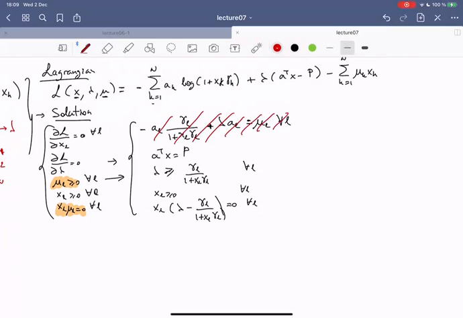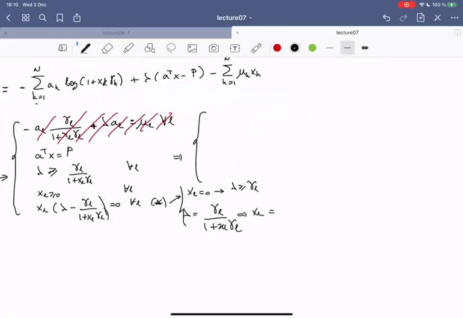Good. We're almost there. So now what we find is that this last expression has two cases, right? Either XL is equal to 0 or lambda is equal to gamma L over 1 plus XL gamma L. One of these two has to be true. If XL is equal to 0, then the other constraint becomes that lambda is greater or equal than gamma L. On the other hand, if XL is not equal to 0, then we have this equation and we can solve for XL.